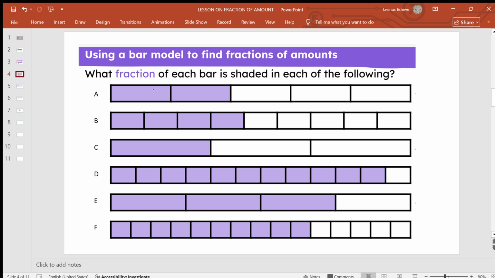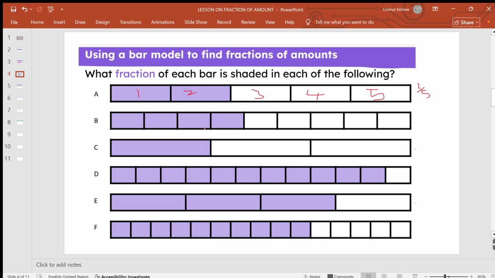Now let's move a little bit forward to understand how these bars are used to represent fractions. Look at these bars here. What you have to do here is to count the whole, count how many parts there are, and then count also the shaded portion, and then represent it in this manner. For the first one, A, I have 1, 2, 3, 4, and then 5 parts, of which 2 have been shaded. So in terms of fraction, what I have is 2 out of 5 shaded.